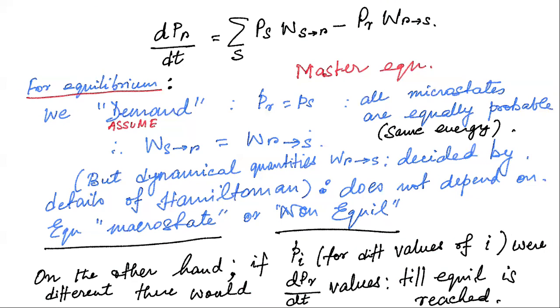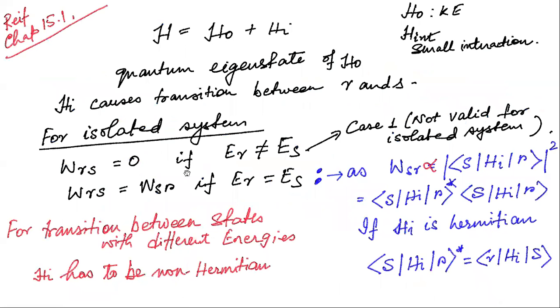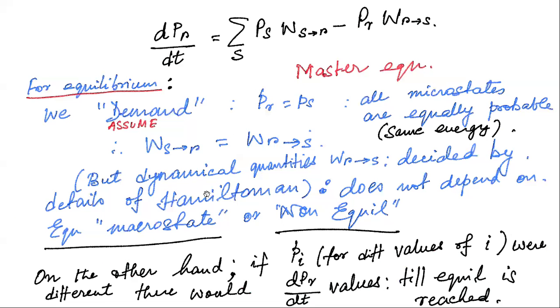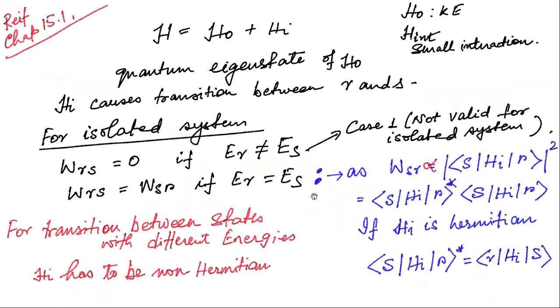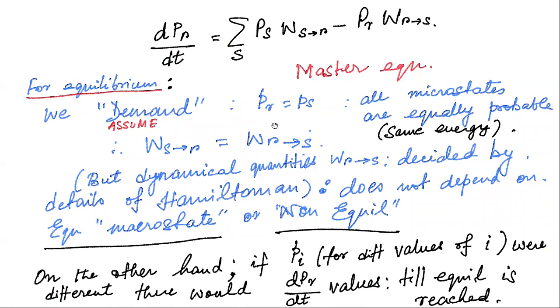Now, with this background knowledge that WRS equals WSR, right? With this background knowledge, if energy is not changing, because then Hi has to be Hermitian, then one can use that knowledge of transition probabilities, that WSR has to be equal to WRS, in this so-called master equation.